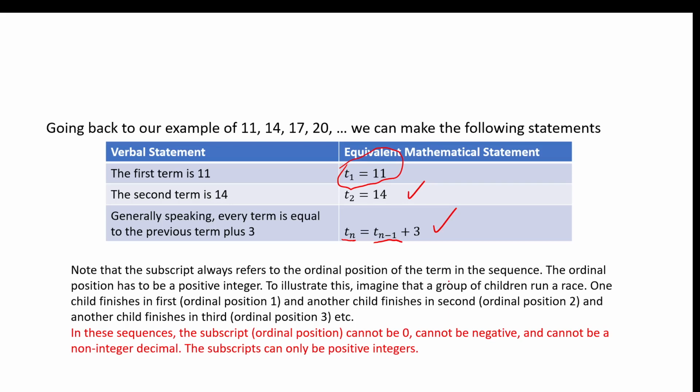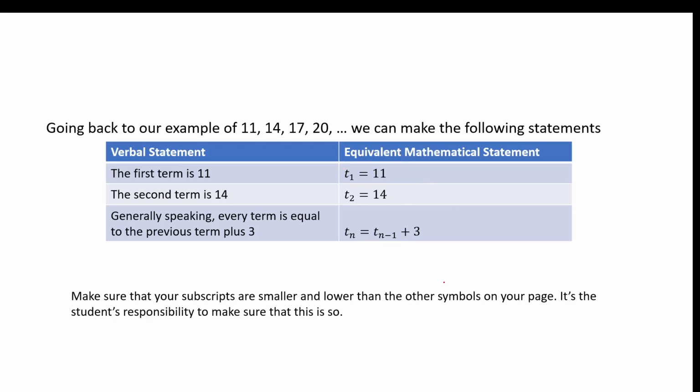In these sequences, the subscript, the ordinal position, cannot be 0, cannot be negative, and cannot be a non-integer decimal. The subscripts can only be positive integers, and that makes sense because, for instance, a student running a race can't come in 0th place, or negative 2nd place, or 2.3rd place. It has to be a positive integer.